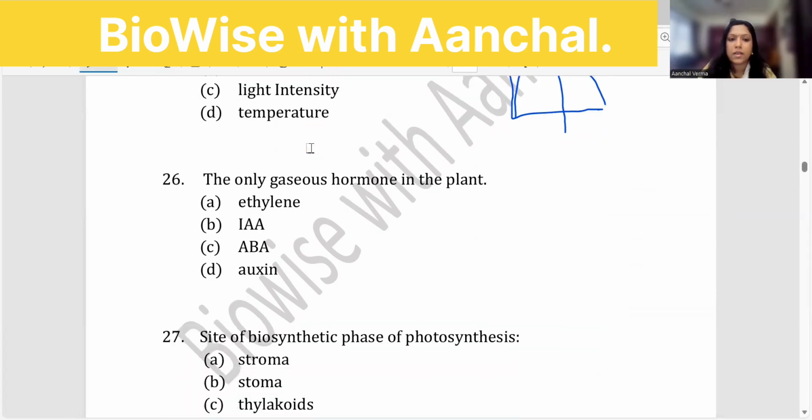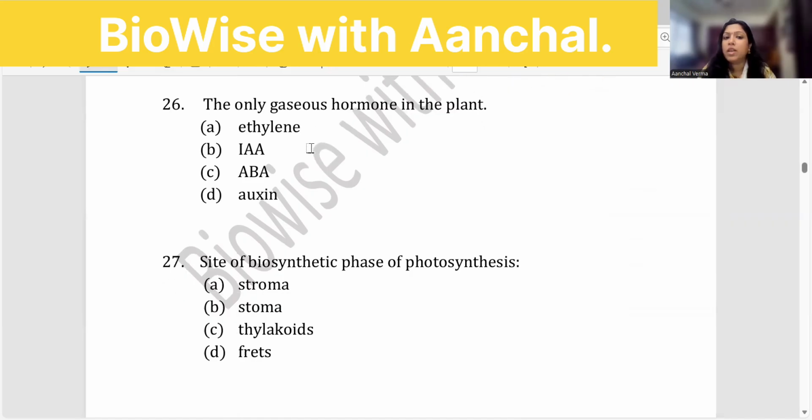Moving to the next, the only gaseous hormone in the plant. This everybody should know. What is the only gaseous hormone? Ethylene. That causes ripening. Now you know how mangoes are ripened artificially using calcium carbide and water. Calcium carbide reacts with water to form ethylene, and ethylene helps in the ripening of the mangoes. This is some chemistry, integration of chemistry in bio.